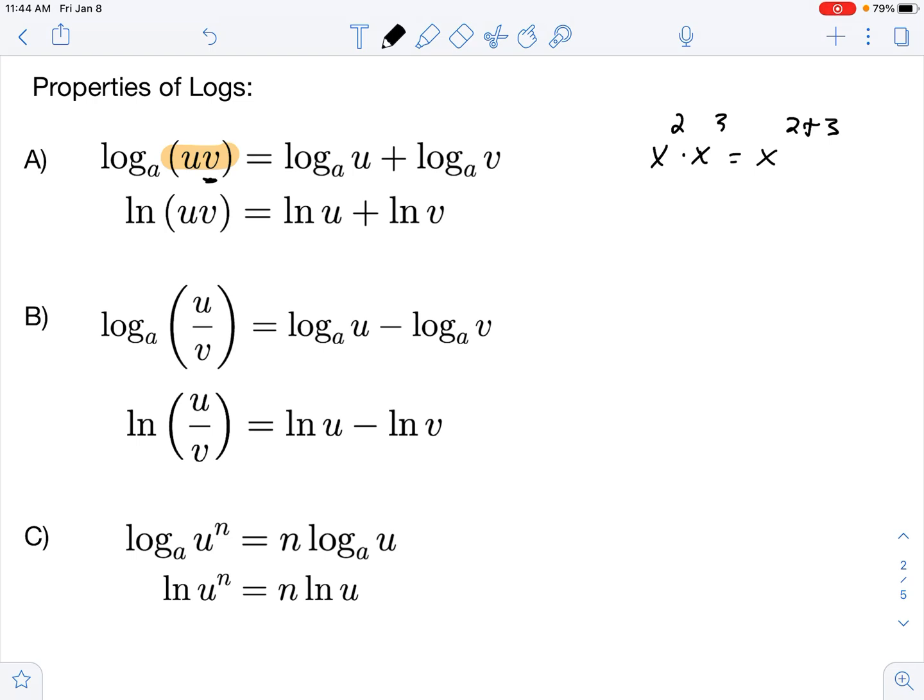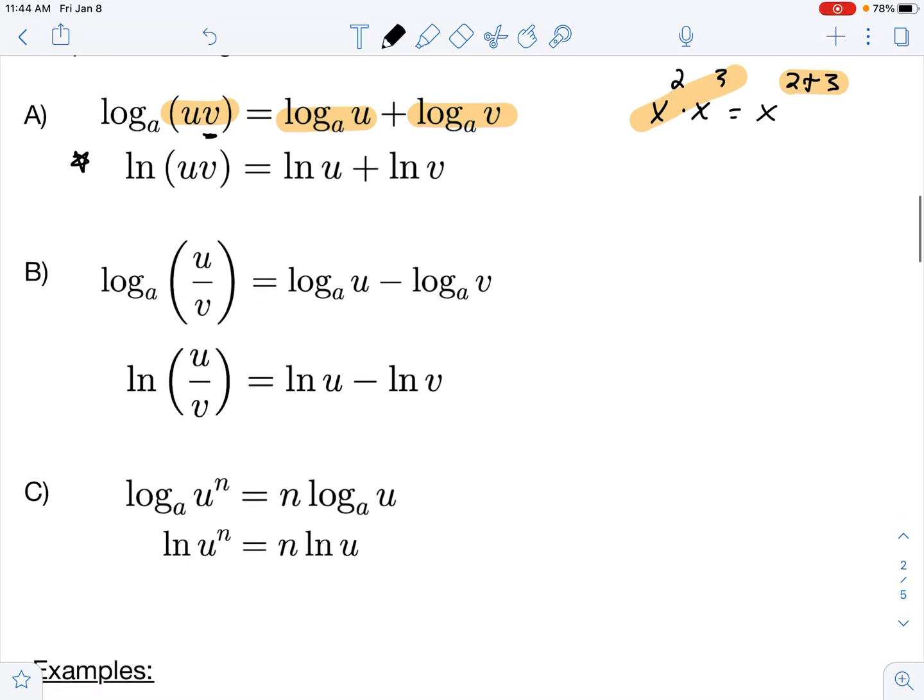And I'm sorry, it looks like a u as well, but there is a difference, so hopefully you can tell that's a v. So if you're multiplying, so you have log base a of u times v, well, that we can separate into log a of u plus log a of v. So again, we're multiplying; properties of exponents, multiply, what do you do? You add. So you can see that's directly tied together. And of course, the same holds true for ln. ln of uv will be ln of u plus ln of v for the natural base.